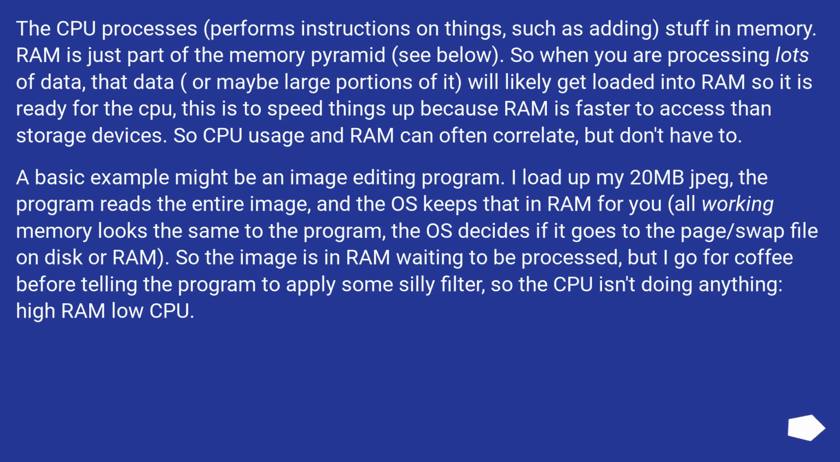A basic example might be an image editing program. I load up my 20 MB JPEG, the program reads the entire image, and the OS keeps that in RAM for you. All working memory looks the same to the program. The OS decides if it goes to the page/swap file on disk or RAM. So the image is in RAM waiting to be processed, but I go for coffee before telling the program to apply some silly filter, so the CPU isn't doing anything. High RAM, low CPU.